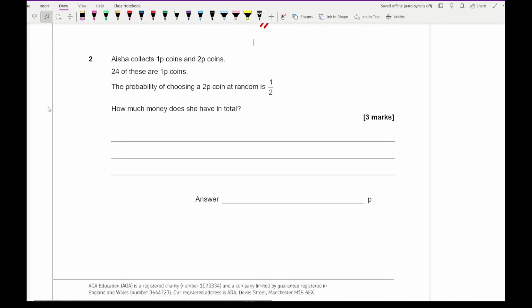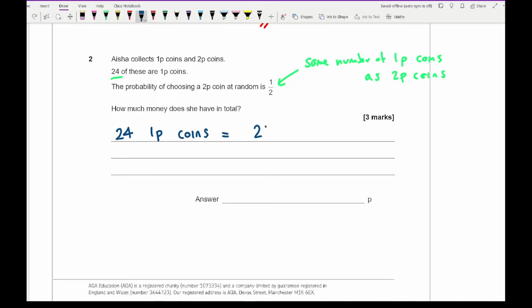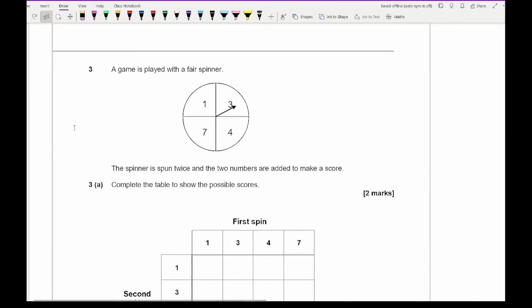Moving on to question two, it says, Aisha collects 1p coins and 2p coins. 24 of these are 1p coins. The probability of choosing a 2p coin at random is a half. How much money does she have in total? Now, if the probability of choosing a 2p coin is a half, then that basically means that she's going to have the same number of 1p coins as 2p coins. And if she's got 24 1p coins, that's going to equal 24 pence. And if she's got 24 2p coins, then that's going to be 48 pence. So the question's then asking, what's the total amount? All I need to do is add those two numbers up, in which I get an answer of 72 pence.